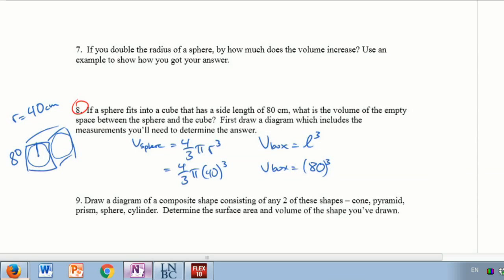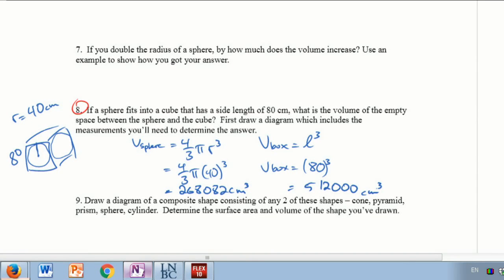Let's do it in a calculator. 4 divided by 3 times pi times 40 cubed. Is a big number, which makes sense, I suppose. So this is 268,082. The box is just going to be 80 cubed. And 80 cubed is 512,000. So these are centimeters cubed.